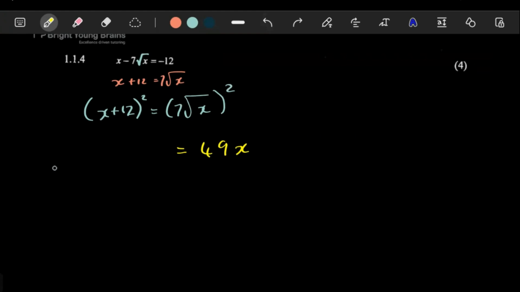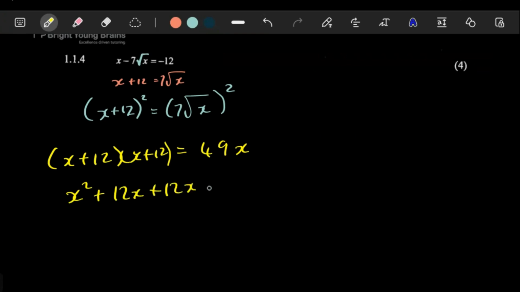here you have two brackets, both with x plus 12. Don't make the mistake of saying x squared and 12 squared. That's not correct. It would only be x squared and 12 squared if these things were being multiplied together. So here, x times x is x squared, and then plus 12x, and then another 12x. 12 times 12 is 144. This comes over, it's 49x.